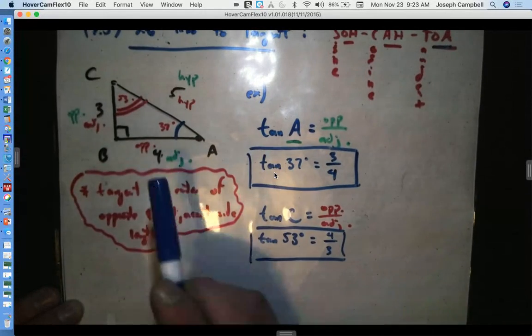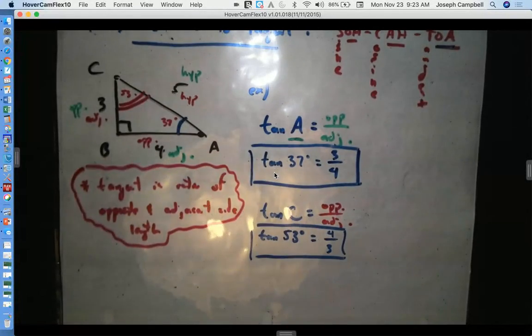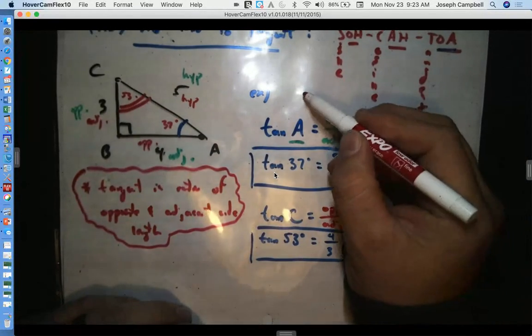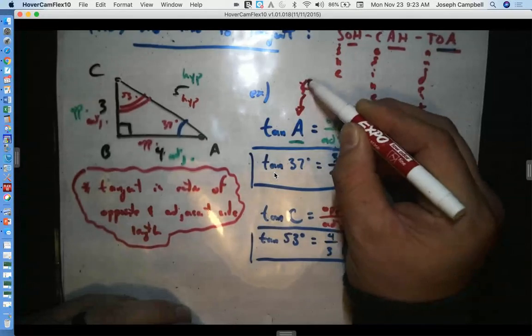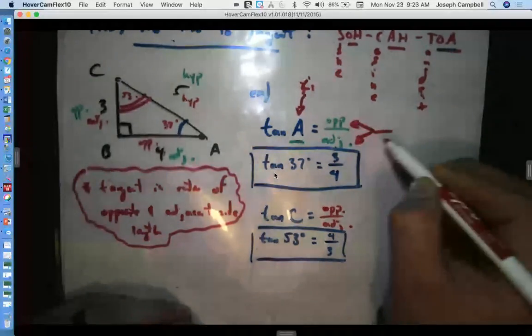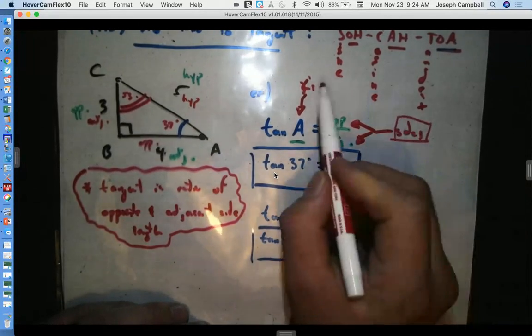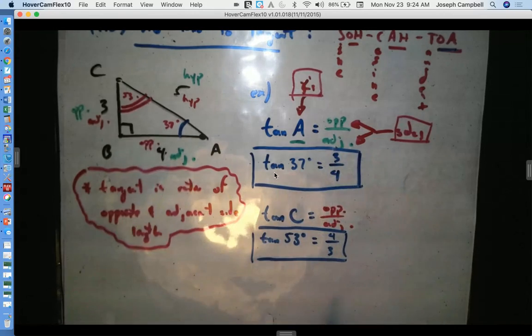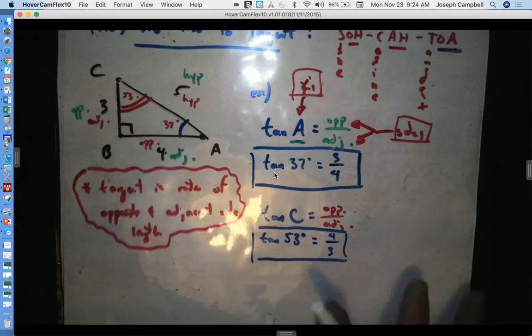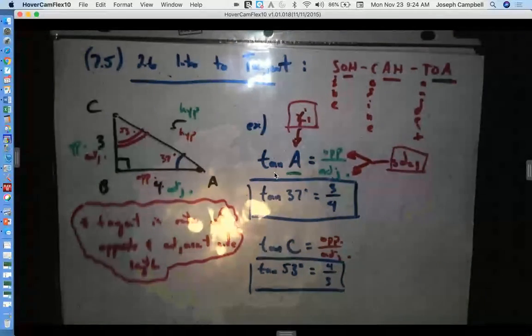So be able to identify what's adjacent and opposite based upon what the angle is. Tangent of some angle, these are angles, and these are sides. So it's a ratio of sides and you input an angle. Those are the big ideas for the tangent ratio. And tomorrow we'll do sine and cosine. Let's go ahead and do some examples with these and see how we feel about it.